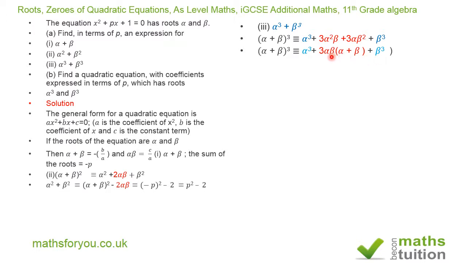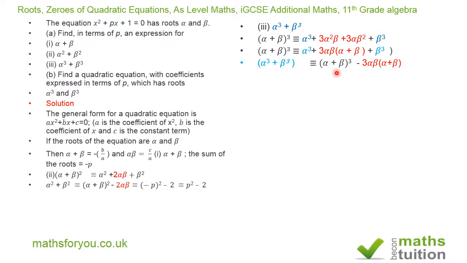As in section 2, I want to get rid of this bit here because I'm looking for just alpha cubed plus beta cubed. So I subtract the 3 alpha beta times alpha plus beta from both sides. So I now end up with alpha cubed plus beta cubed is equal to alpha plus beta cubed minus 3 alpha beta times alpha plus beta.